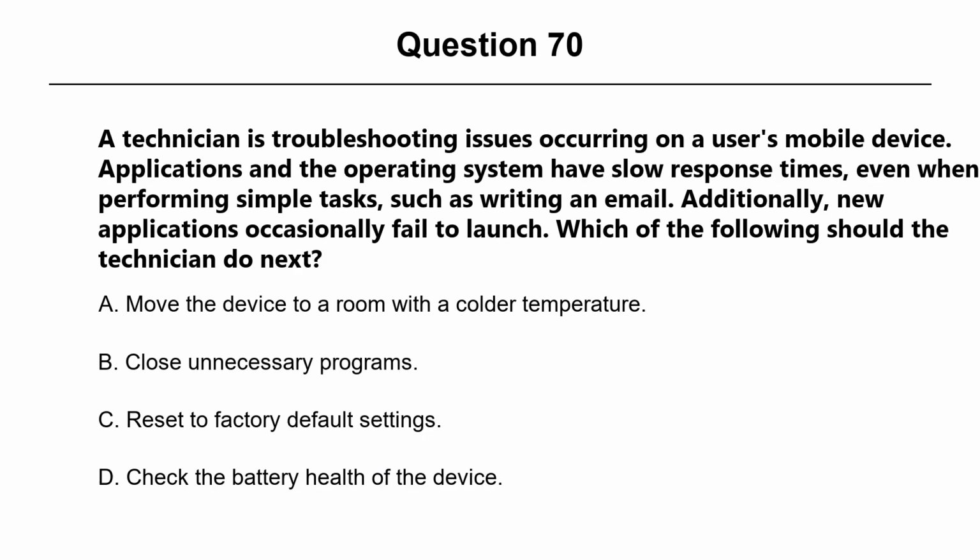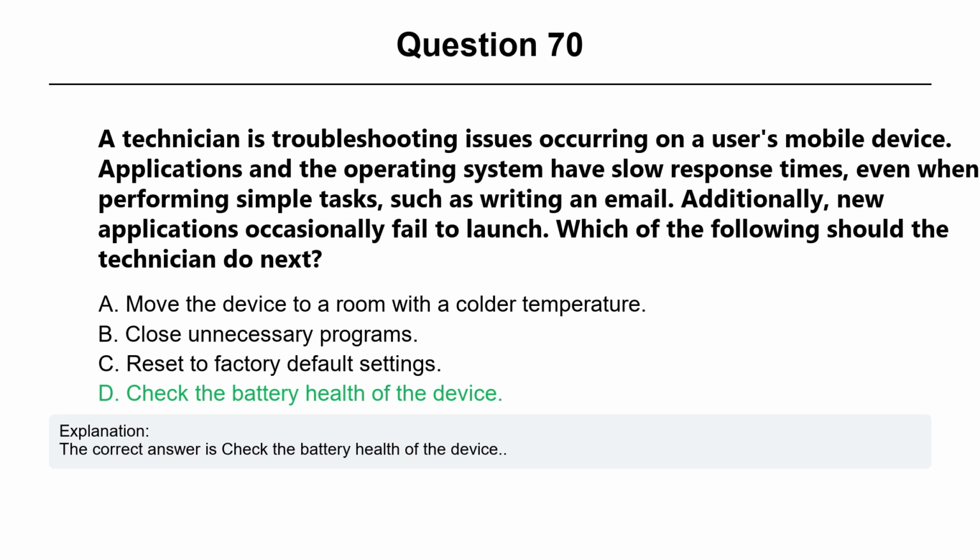Question 70. A technician is troubleshooting issues occurring on a user's mobile device. Applications and the operating system have slow response times, even when performing simple tasks, such as writing an email. Additionally, new applications occasionally fail to launch. Which of the following should the technician do next? Option A, move the device to a room with a colder temperature. Option B, close unnecessary programs. Option C, reset to factory default settings. Option D, check the battery health of the device. The correct answer is option D, check the battery health of the device.